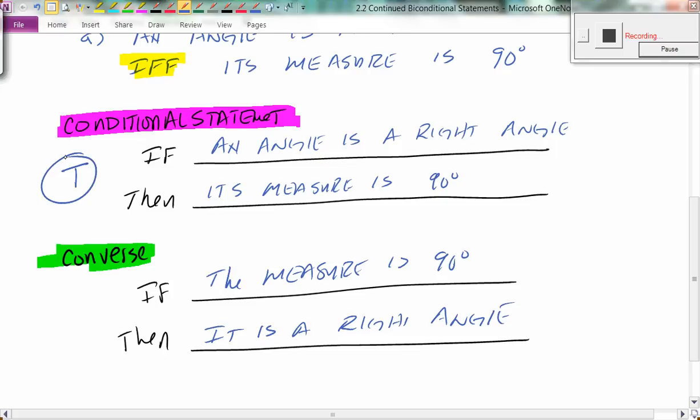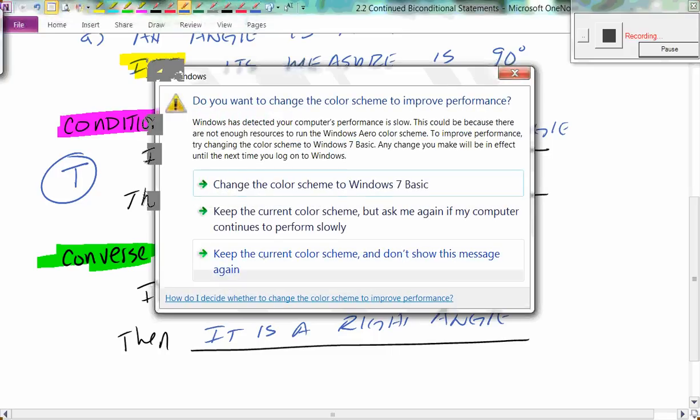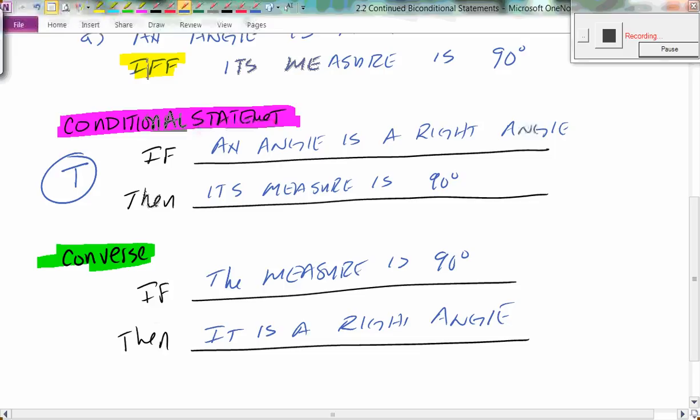And we can say that that is true because we have a definition that can back it up, right? We have a definition of right angle. The right angle must be 90 degrees. So by definition, this is a true statement. Now, please look at the converse, okay? Is the converse also a true statement? Yes. If a measure is 90 degrees, then it is a right angle, and we can back that statement up with the definition of right angles. So this happens to be true as well.